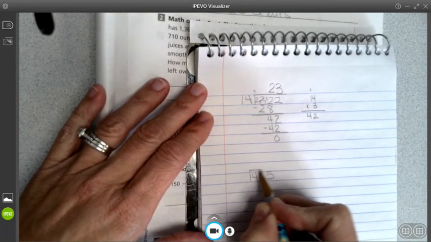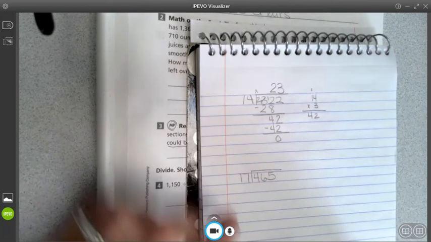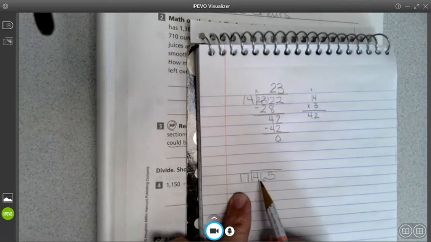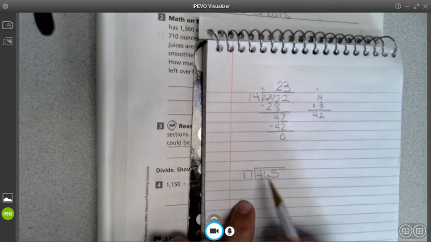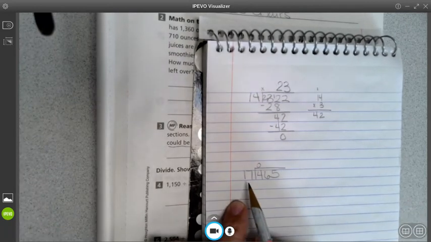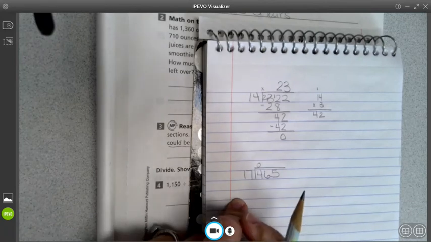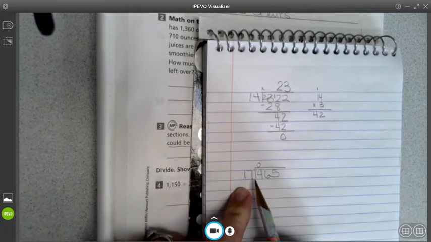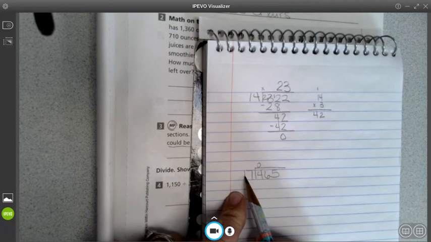465 divided by 17. So I want to think about how many times 17 can go into 4. 0 times. If you'd like to put that little 0 there as a placeholder, you can. 17 can go into 46. I think 4 would be too many times.